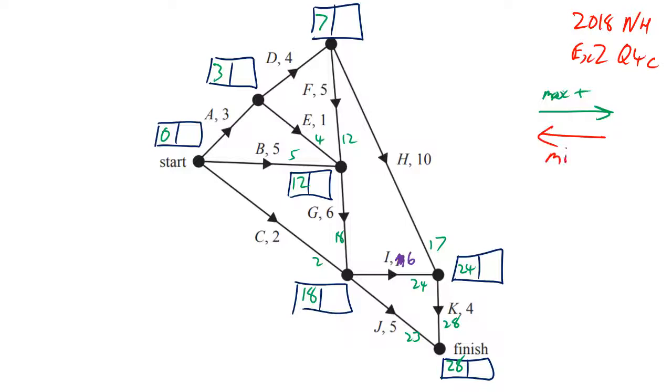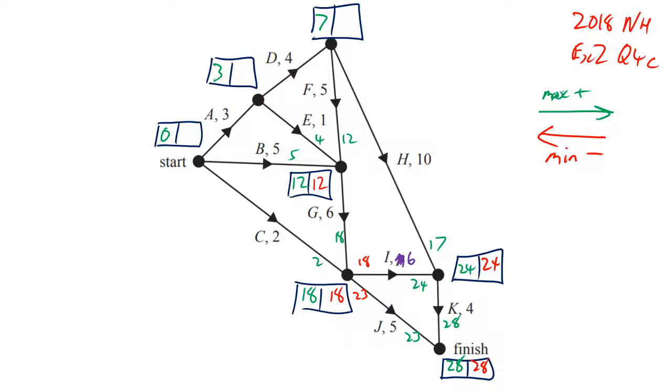All right, minimum is subtraction. So we start with 28. We go backwards, we get 24. We go backwards along J. 28 minus 5 is 23, but 24 minus 6 is 18. I choose the 18. Going back up, 18 minus 6 is 12.